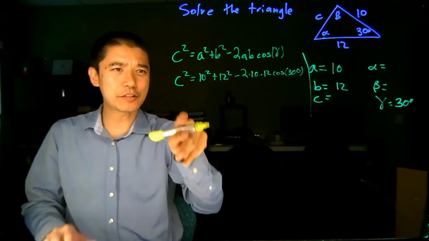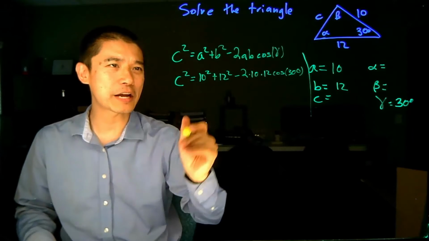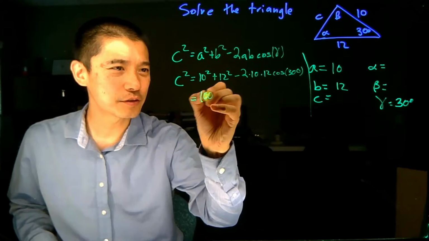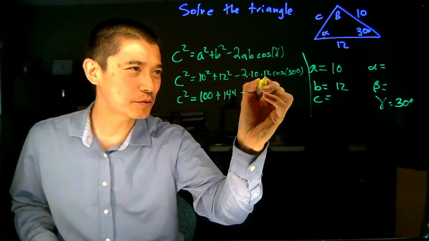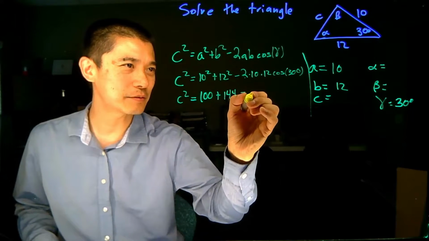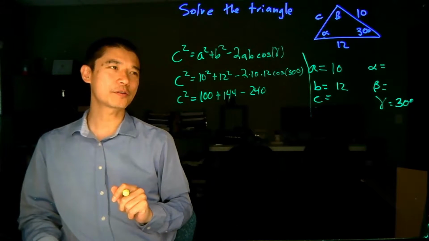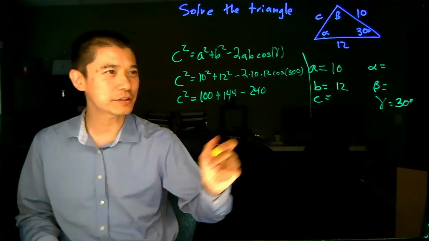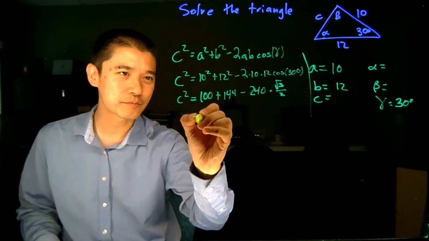Now in this case, we actually know 30 degrees exactly. Even though later on, since we're going to take a square root, we're probably going to have to go to a calculator, we'll go ahead and leave it in exact form for now. So this is C squared is equal to 100 plus 144 minus 2 times 12 times 10, which is going to be 240, cosine of 30 degrees. So think about our unit circle diagram. Cosine of 30 degrees is root 3 over 2.